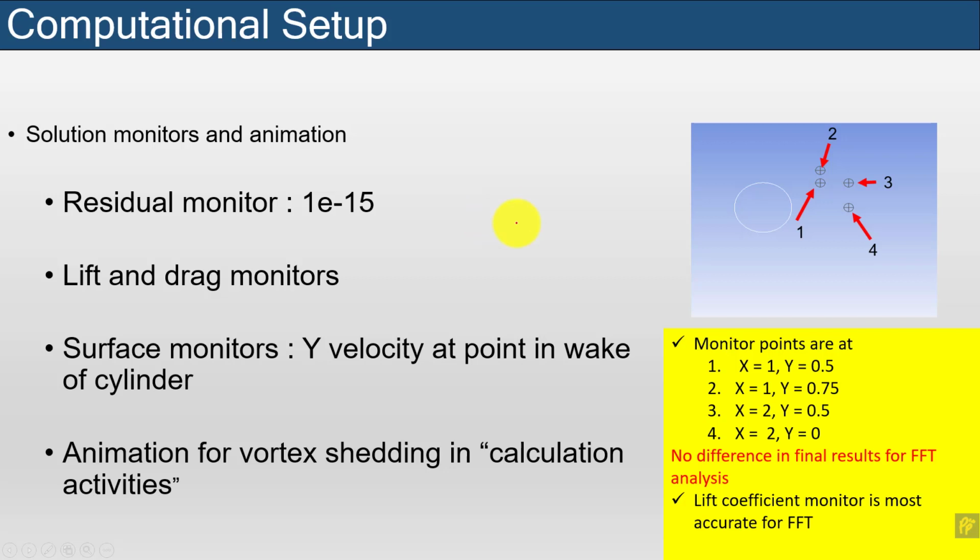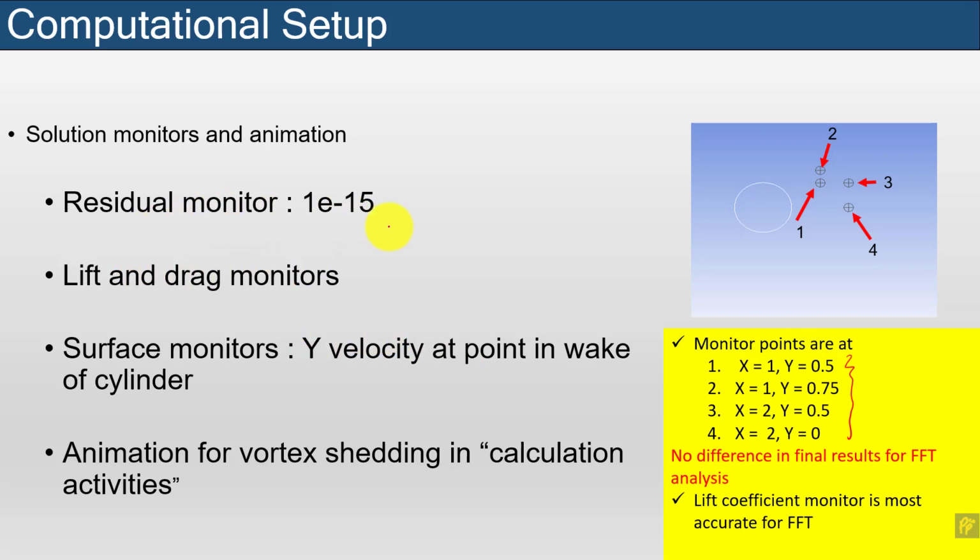Okay, so you have to set the different monitors. These monitors will help you find the frequency using the FFT. Therefore, we are going to monitor at these 4 points, and 4 points because sometimes some location may not get that particular unsteady flow. That's why I use 4 points, and I have given the locations for these 4 points: x1, x1, x2, x2, and y is 0.5, 0.75 and 0.